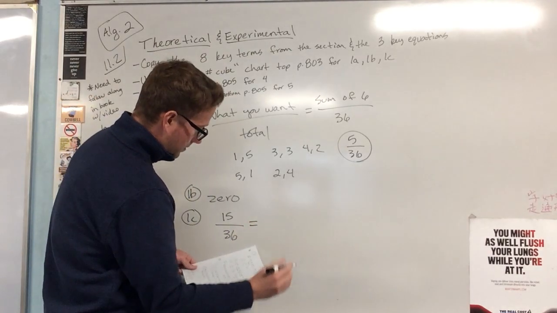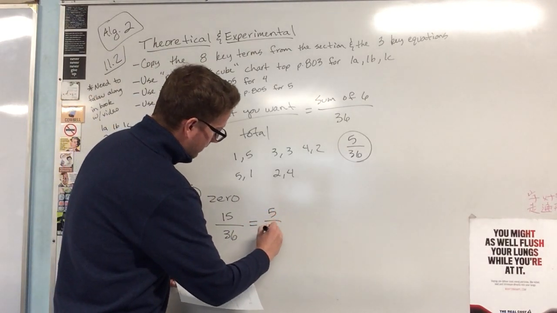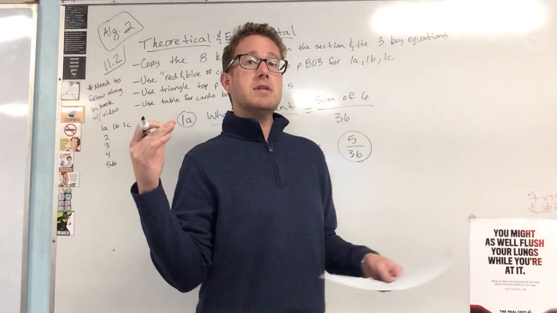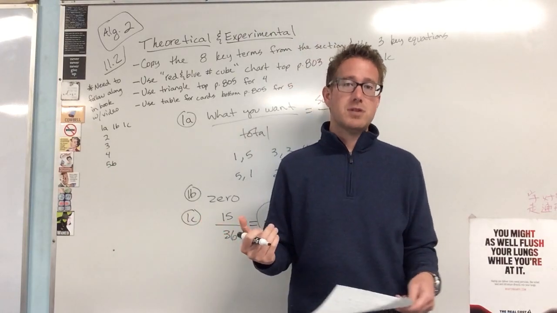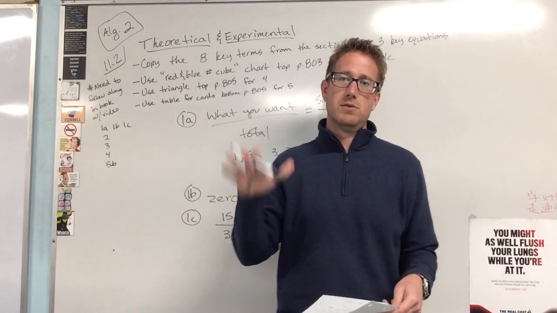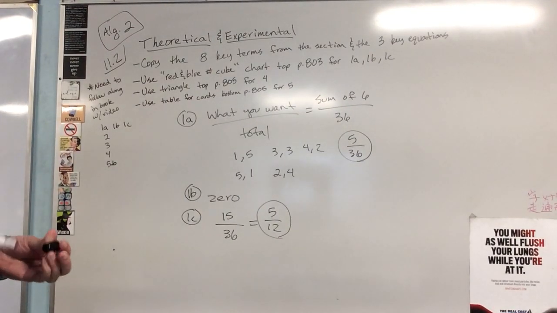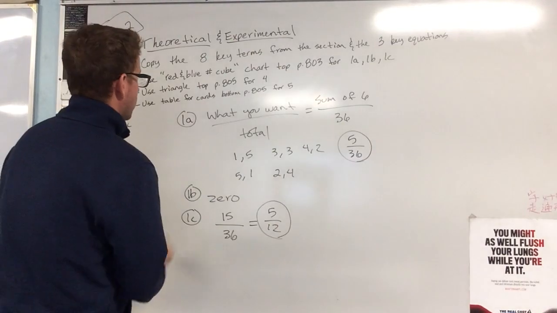Reduce that down, and you're looking at 5/12. For probabilities, always reduce. If the fraction can reduce, you must reduce the fraction. All right, we're going to clear out some space here. That way we can take a look at number 2.